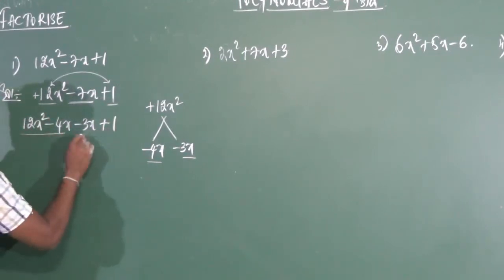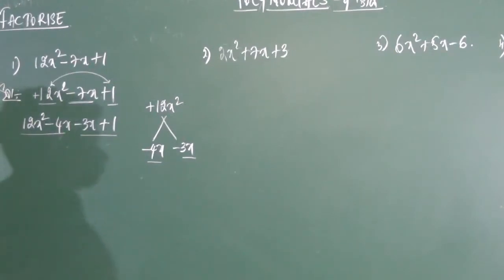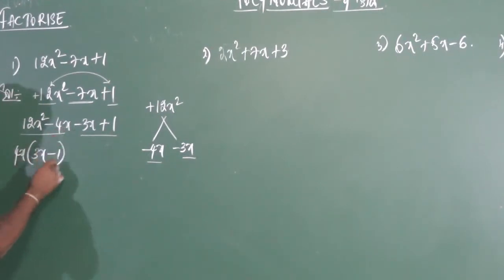Therefore make groups of 2 terms. Pair the terms. In the first group, take the common factor. Here we have 4 and a multiple of 4, which is 12. We have x and also x here, so you can take 4x as common. When you take 4x as common, inside the brackets we get 3x, because 4x into 3x is 12x square, that is 4 into 3 is 12, x into x is x square, and minus 4x into what gives you minus 4x, that is 1.